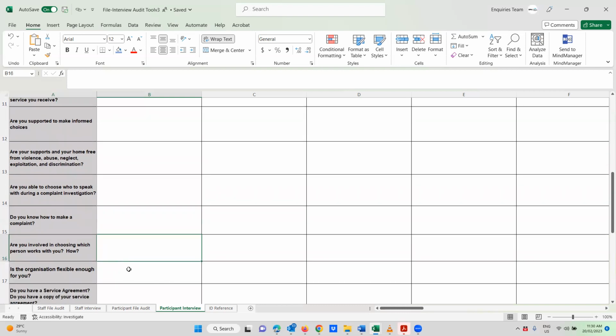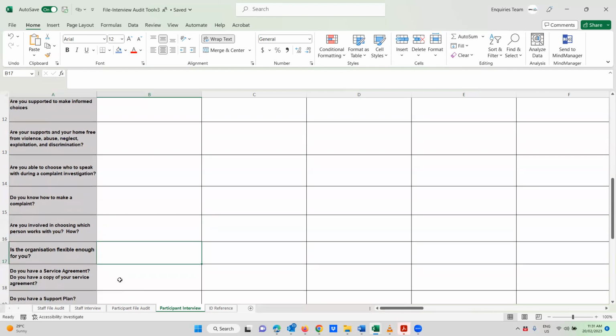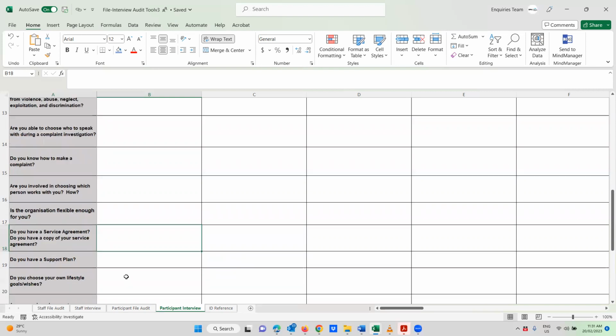Is the organisation flexible? So do you get to change your mind when you want to change your mind? Can you change your services when you want to? If you don't want to do that, can you do something else? Is that easy to do? Do you have a service agreement? Do you have a copy of it? That might be to a carer, or it might be to the actual participant.